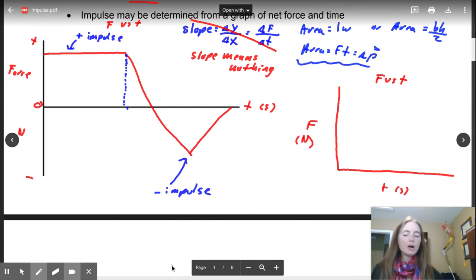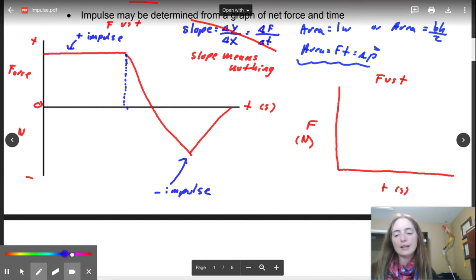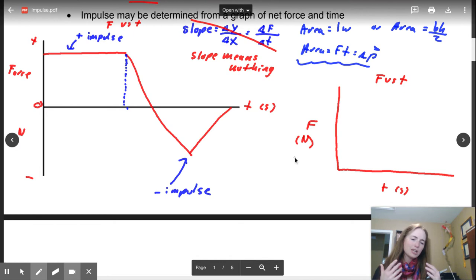So I'm going to draw two different colored lines here. On our next example, we are going to be looking at dropping an egg on a hard surface versus dropping an egg on a soft surface. So what we are going to do is look at the amount of time that it is going to occur.